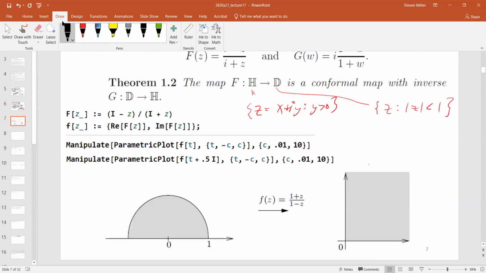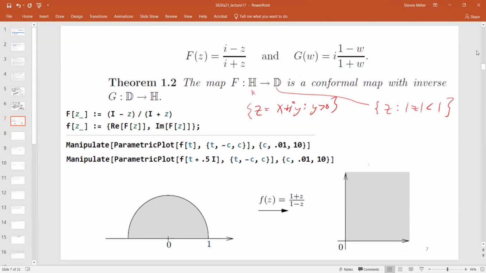Okay. So we have already seen some examples. We talked about, last time, the map i minus z over i plus z, and then 1 minus w over 1 plus w. These are the conformal maps between the upper half plane and the unit disk. Another one we could do is 1 plus z over 1 minus z, which takes the upper half of the disk and maps it to the upper right quadrant. So again, there's lots of maps like this that we can study that have lots of wonderful applications.